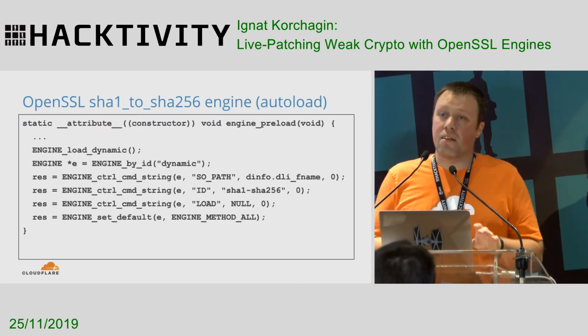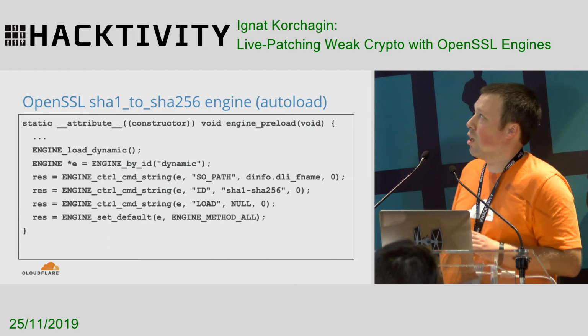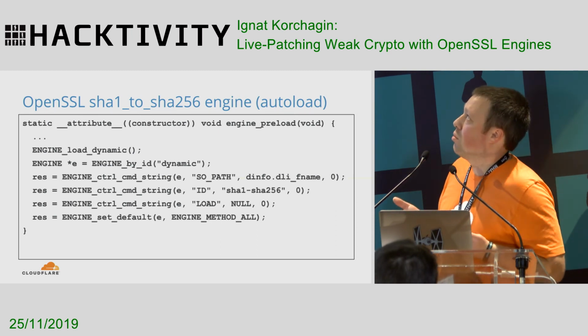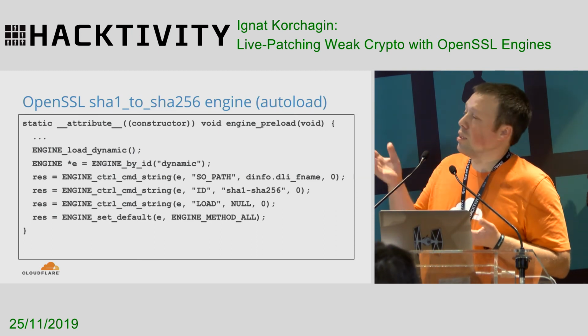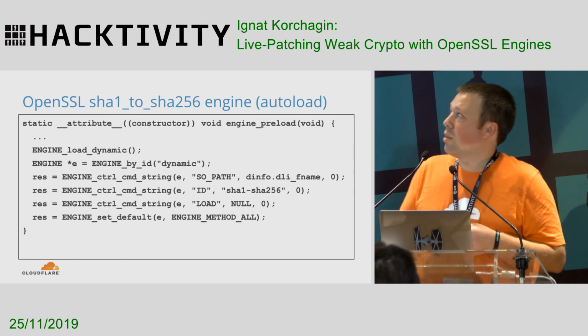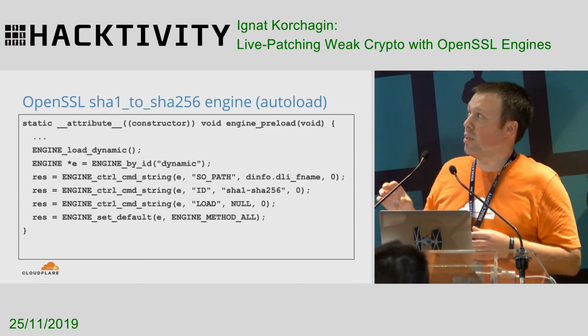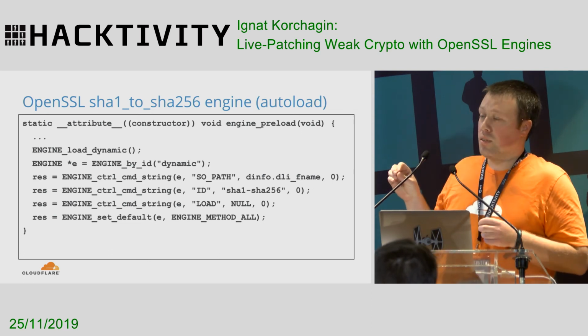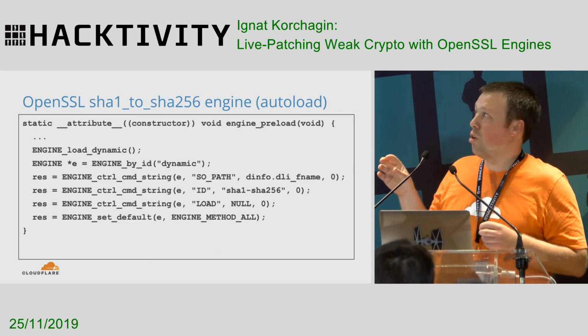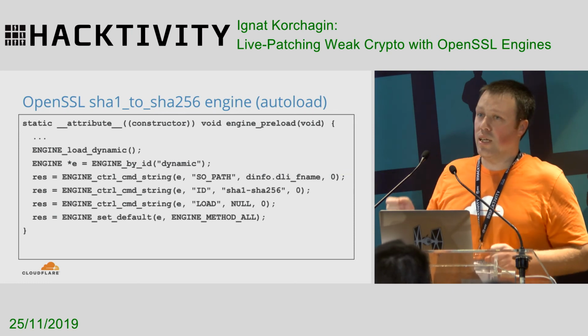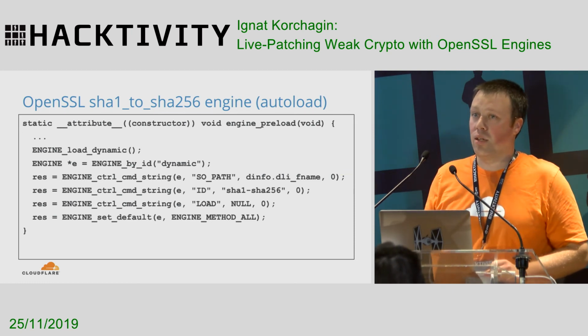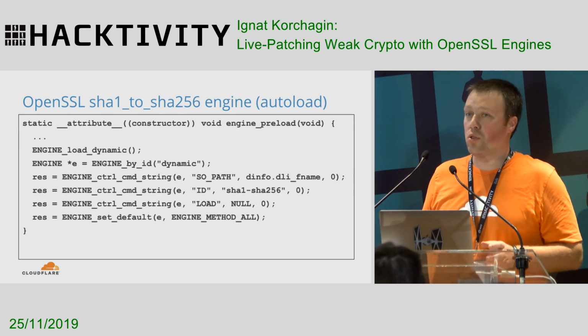So we can add another function to our engine library called engine preload, or I call it autoload. Here you just add instructions to OpenSSL, so that whatever process is running this code should use our implementation of SHA-1 as the default for all calls to OpenSSL.